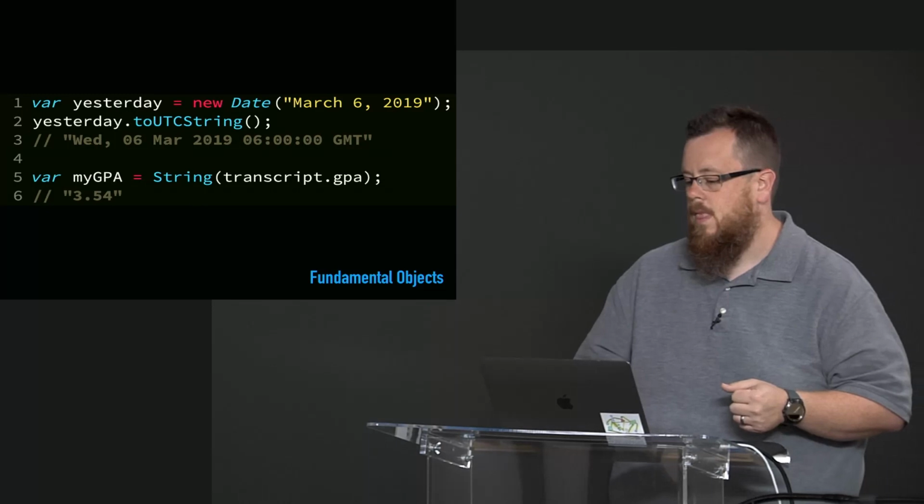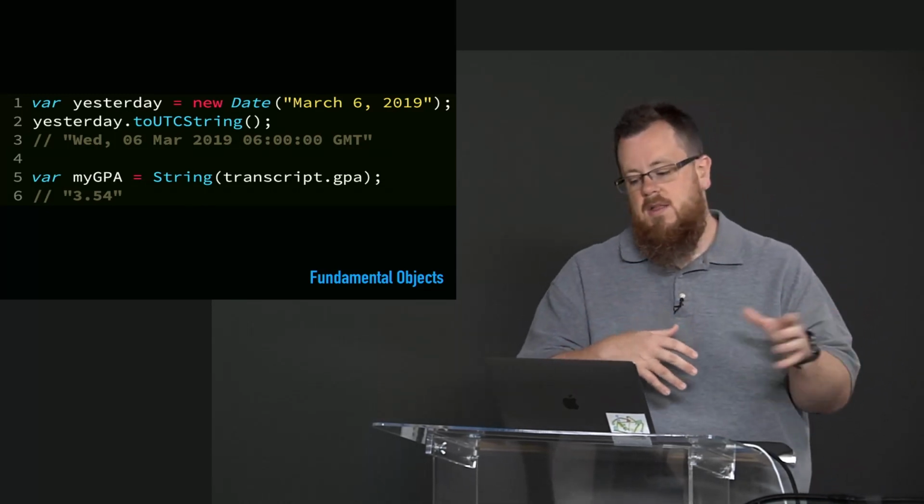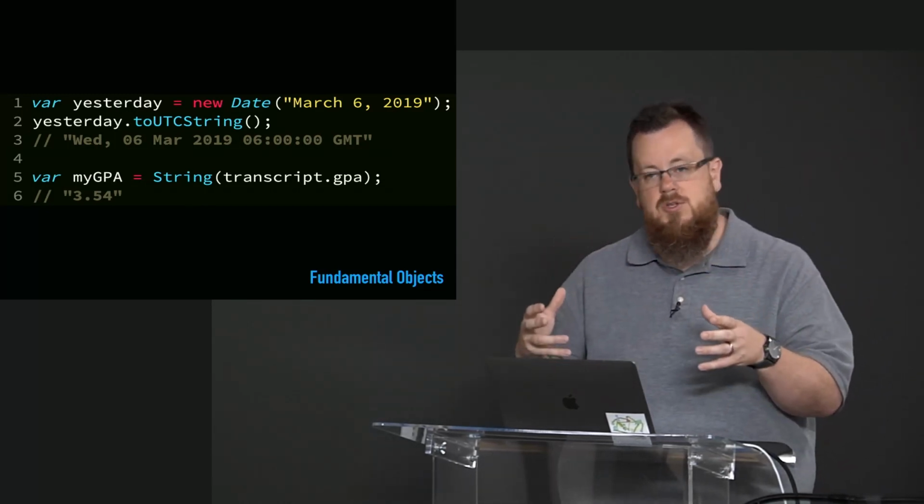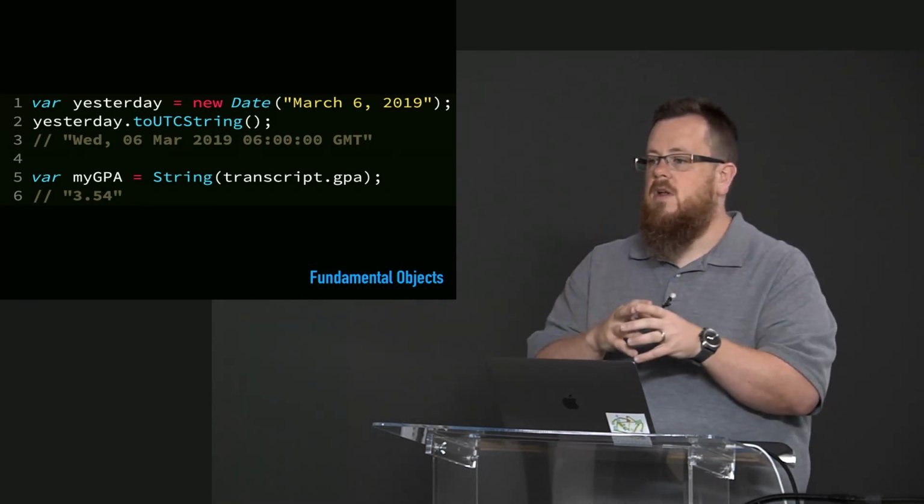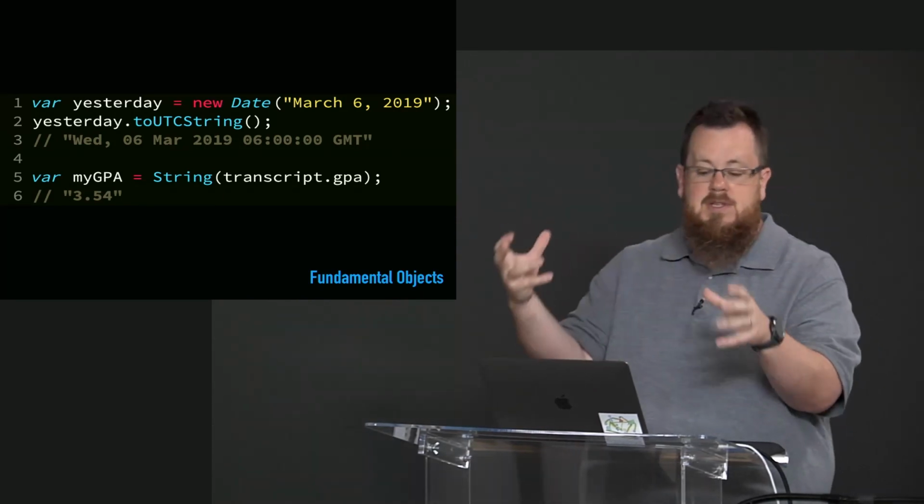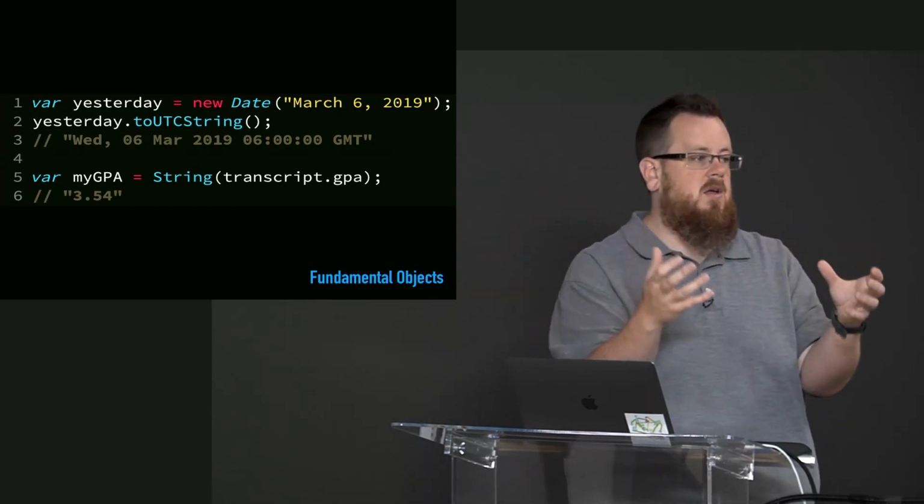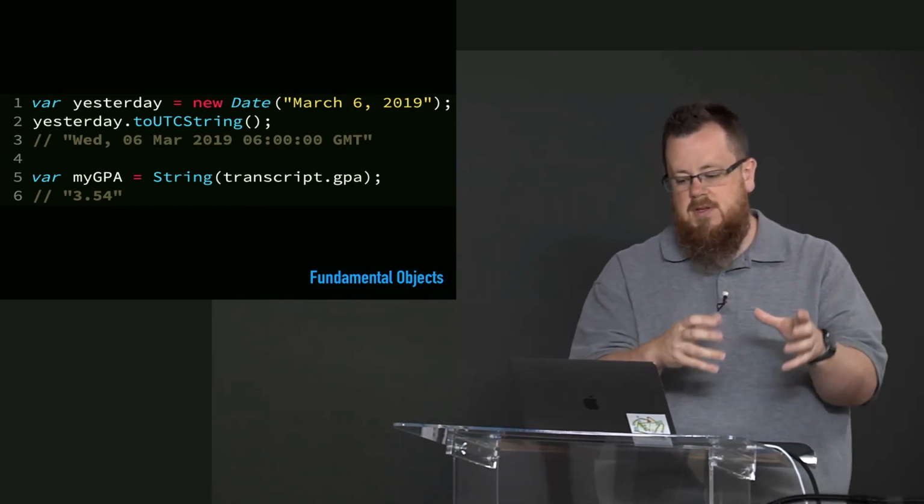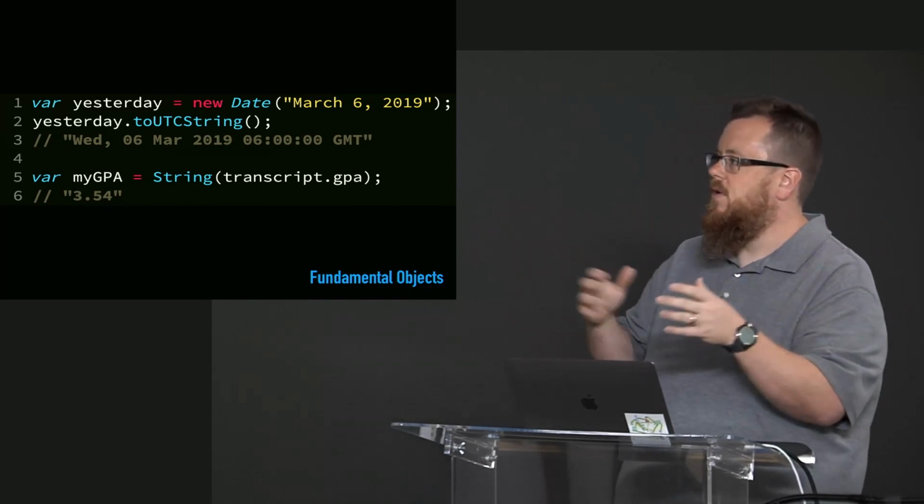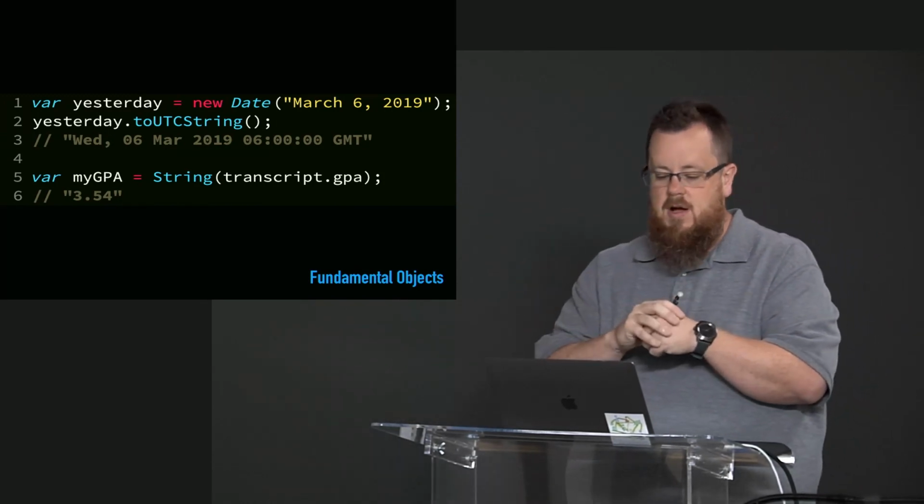Here's an example of using the new keyword in front of one of those constructor forms of a fundamental object, saying new capital D Date. That's how we can make a Date object and then use something like the toUTCString method to represent this long form of the date and time of that object.